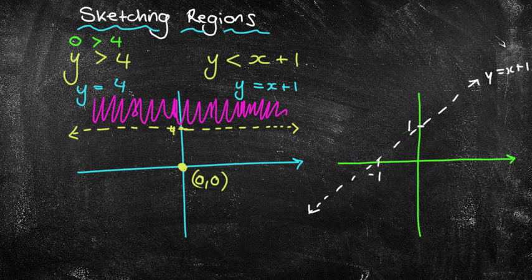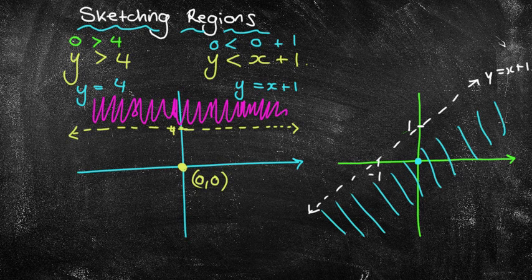Now, again, you might think, oh, it's going to be less than, so it's probably going to be underneath the line, not above the line. But again, a good practice will be to test the points. Again, you can see that (0, 0) is clearly on one side of the line. So I'm going to test that and put 0 is less than 0 plus 1. So that means 0 is less than 1. That is true, therefore that part needs to be shaded.